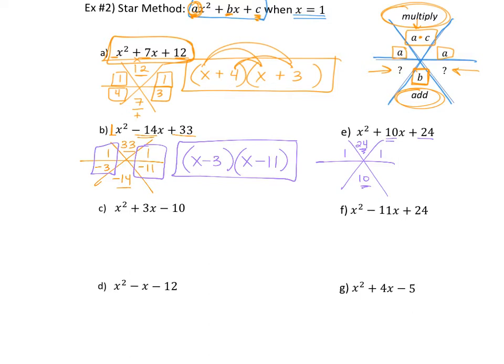So 24, I could do 8 and 3. Well, 8 plus 3 is going to get me 11, not 10, right? I could do 6 and 4, and 6 plus 4 does get me 10. So 6 here and 4 here. I would get x plus 6 and x plus 4.